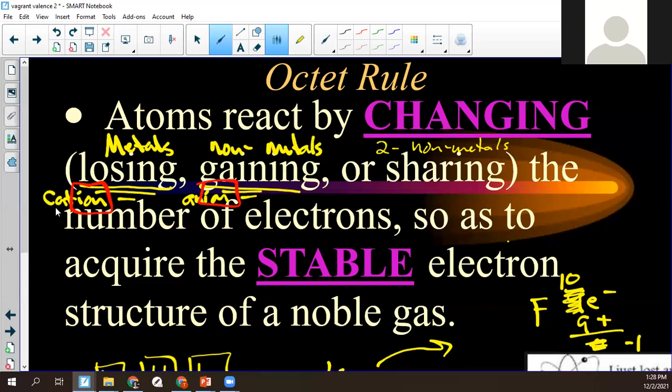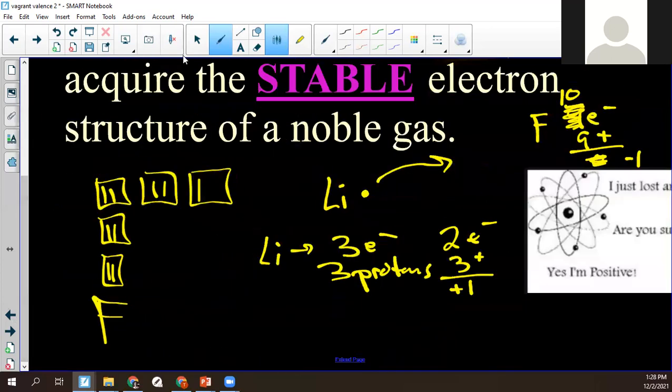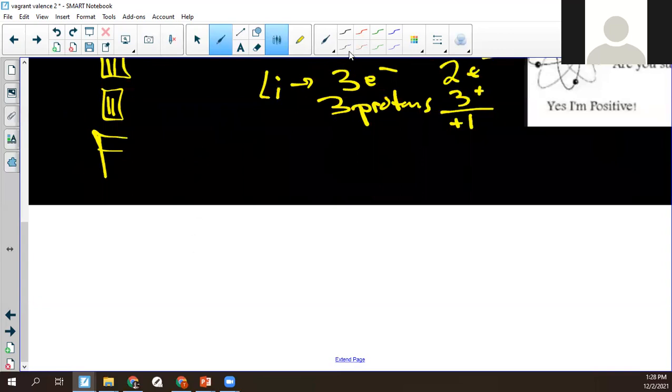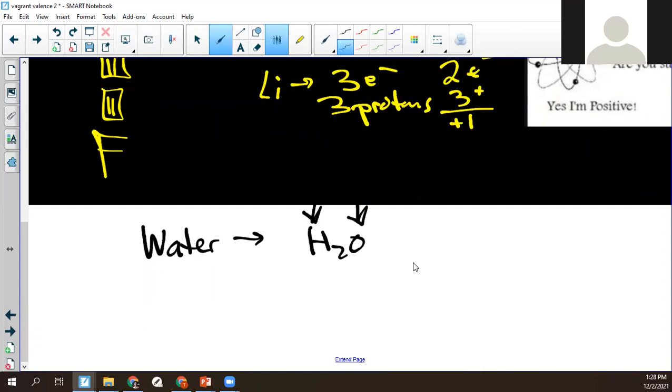Okay, so we have a substance here. I'm going to call it water. Uh-oh. What's the formula, excuse me, for water? H2O. Both H and O are what type of atoms? Non-metals. So they are going to react, and the only way they can get happy is to share.